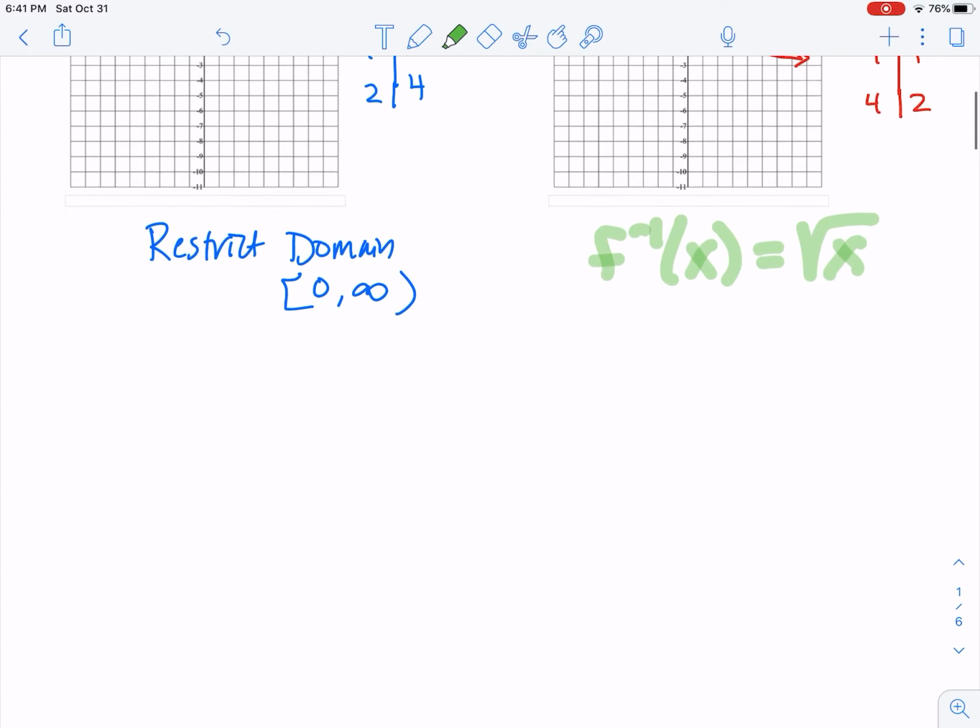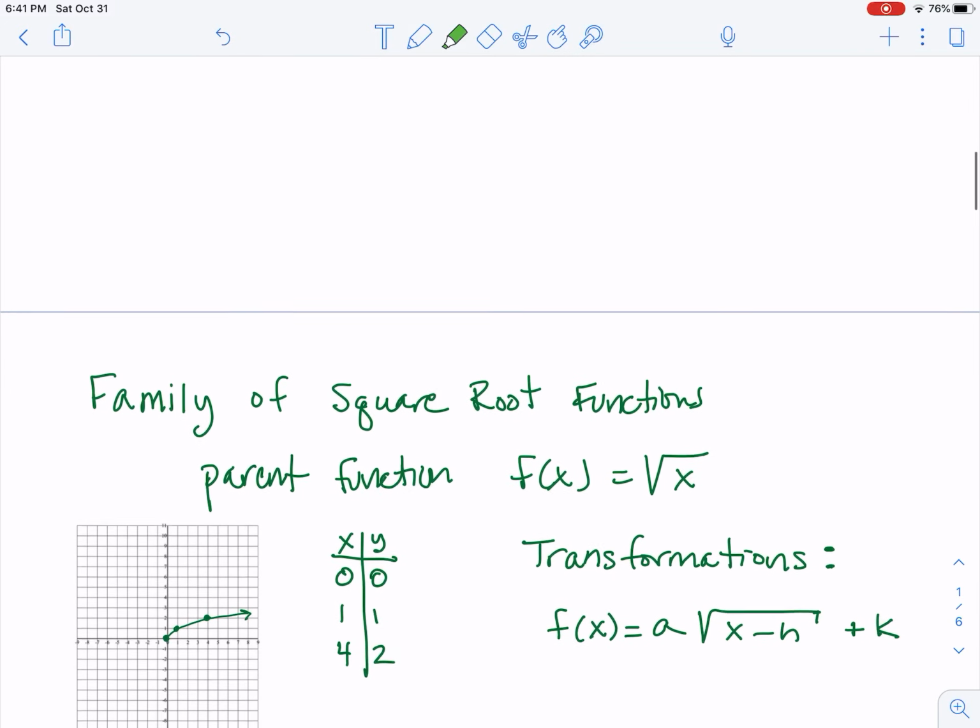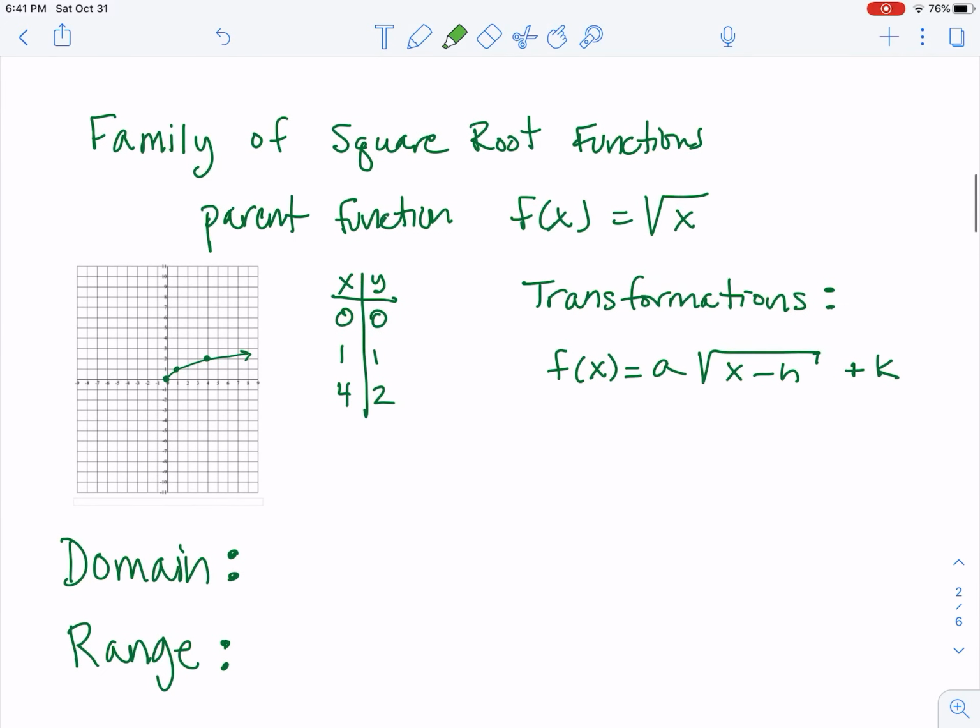All right, so let's take a look at our parent function. We have a new parent function. It's the square root of x. Now notice I gave you a table of values. 0, 0. I plug in x equals 0. The square root of 0 is 0. I plugged in 1. The square root of 1 is 1. Notice I picked 4. Well, why did I pick 4? Because when I take the square root of 4, I get that whole number. Went ahead and graphed it there on that coordinate plane.